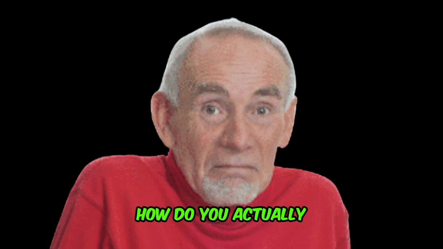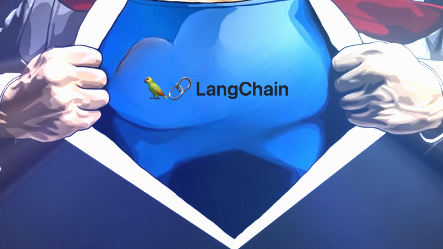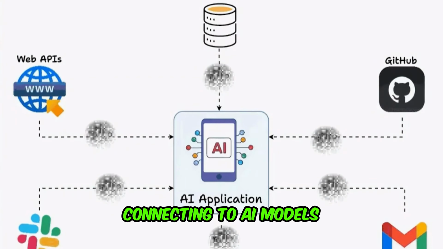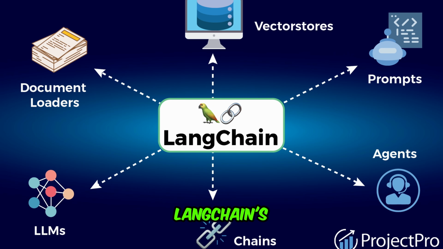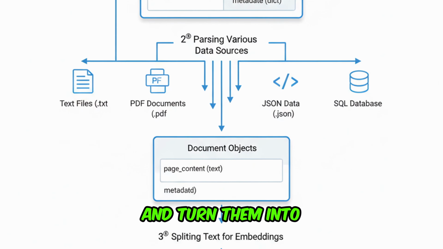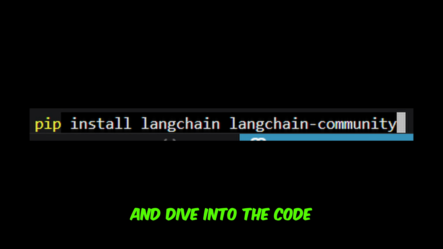Now the question is, how do you actually do all of that without writing everything from scratch? That's where LangChain comes in. LangChain is basically a toolkit for building AI applications. It has tools for loading documents, splitting text, connecting to AI models, storing data, and building full pipelines. Without it, we'd be building all of this from scratch. Today we are using LangChain's document loaders, the tools that read your files and turn them into something your AI can work with. So let's install LangChain and dive into the code.